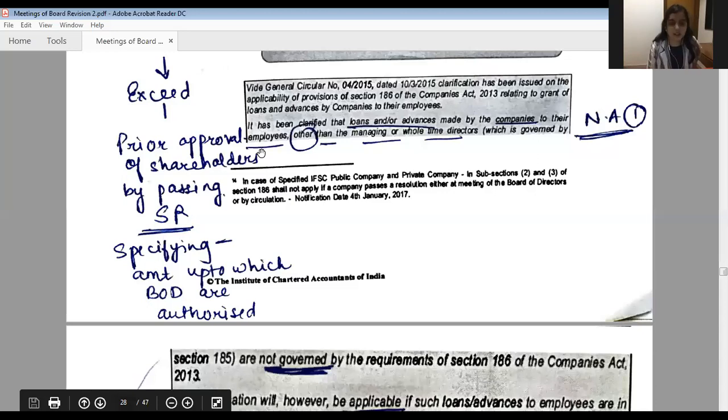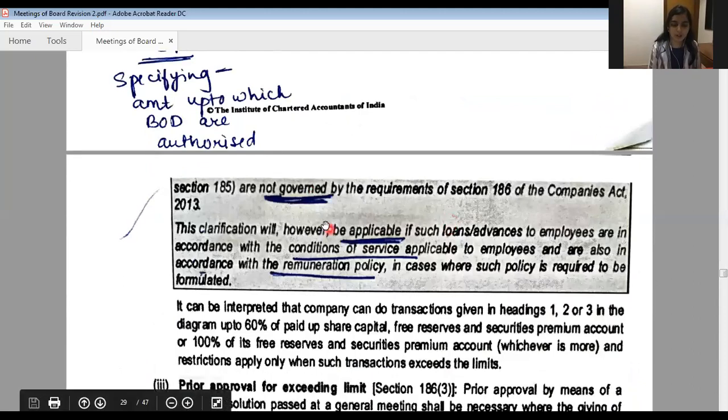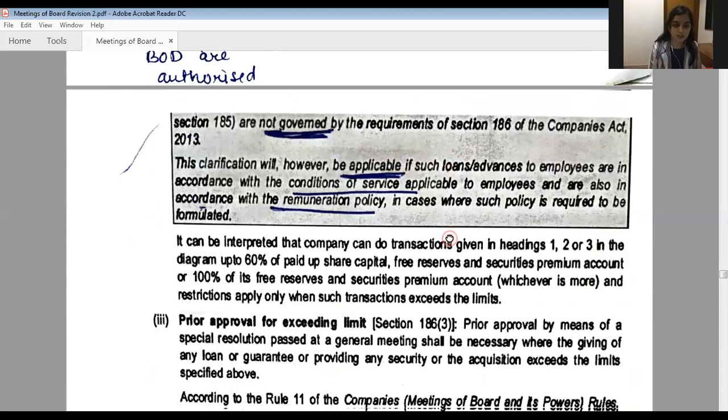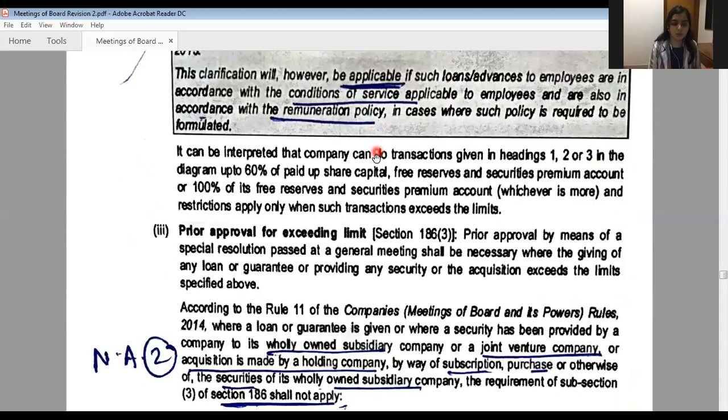Then there is a clarification stating that loans and or advances made by the companies to their employees other than the managing or whole-time director are not governed by the requirements of section 186. This clarification will, however, be applicable if such loans or advances are in accordance with the conditions of service applicable or in accordance with the remuneration policy.